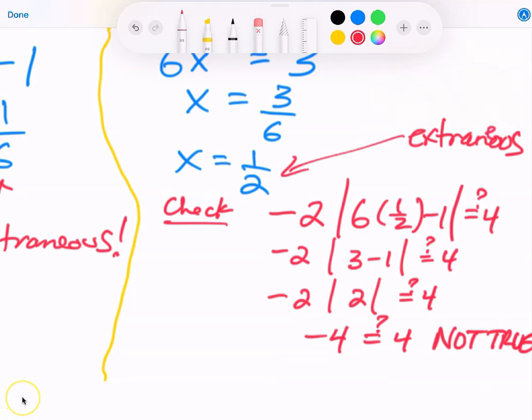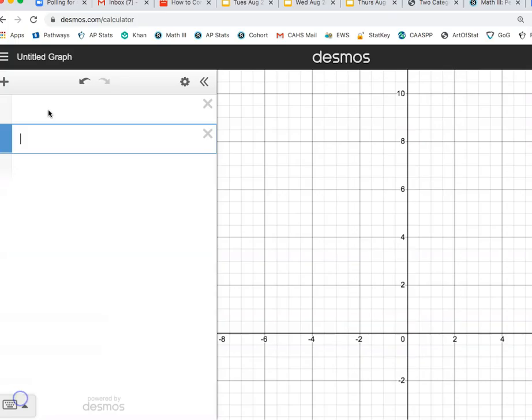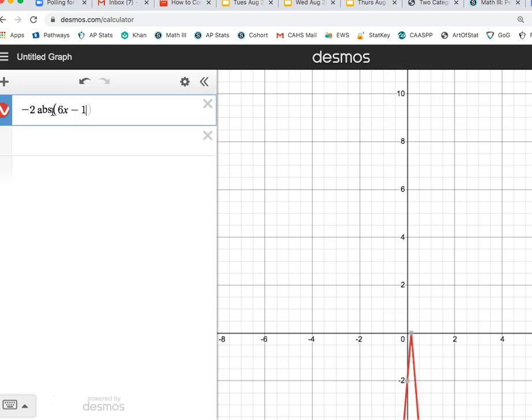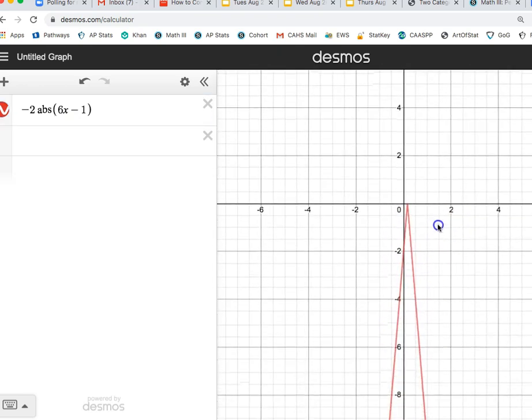Extraneous solution. Let's look at a graph again to see why this makes sense. In Desmos, I'll go -2, absolute value of 6x minus 1. So that's my graph way down there. That's the absolute value graph. And then the right side of the equation is 4.